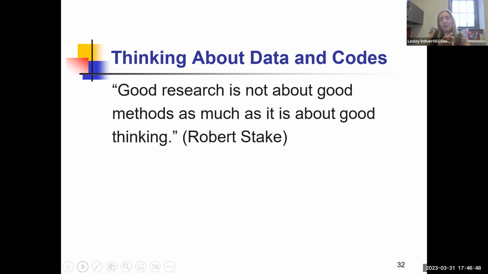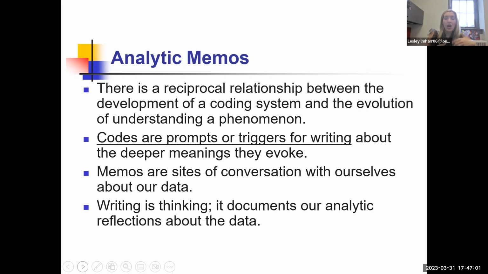So I'm going to quote Robert Stake, another famous qualitative researcher, who says, good research is not about good methods as much as it's about good thinking. So writing about our codes, trying to define our codes, trying to write about maybe connections between our participants, helps us generate this reciprocal relationship between the development of our coding system, also known as our code book, and the evolution of understanding the phenomenon at hand, which is usually your research topic. Codes are prompts or triggers for writing about deeper meanings that your codes invoke. Memos are sites of conversation with ourselves about our data.